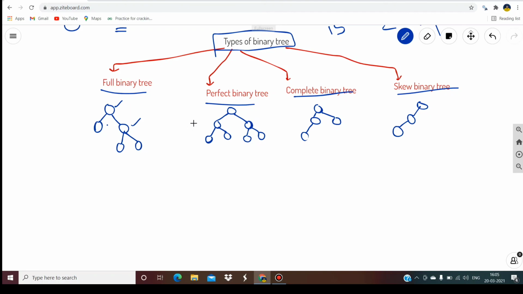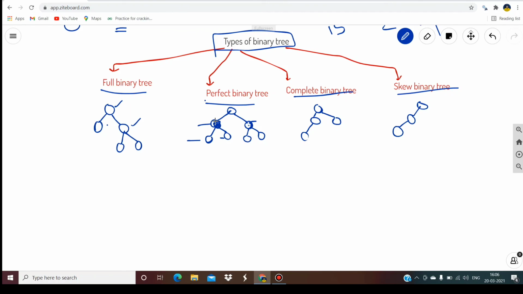Next is perfect binary tree. In case of perfect binary tree, again all the internal nodes must have two children, and the leaf nodes must be at the same level. So these are the internal nodes: this node, this, and the root. They must have two children. If we see the root node, yes, it has two children, this and this. If we see this internal node, yes, it also has two children, this and this.